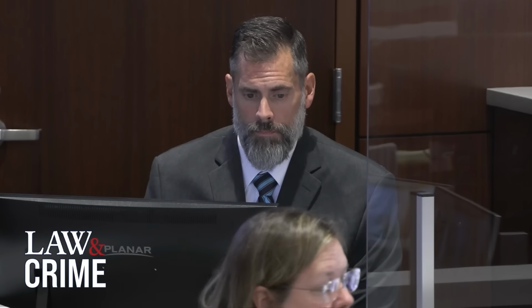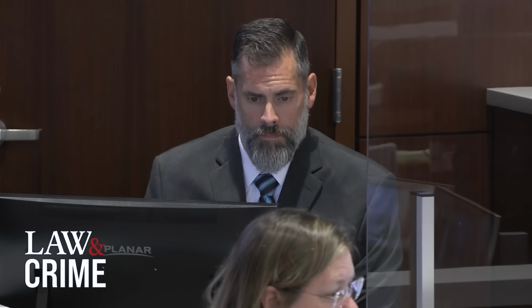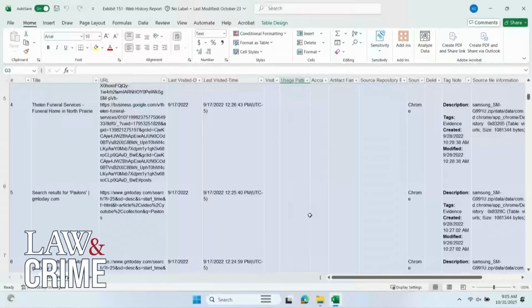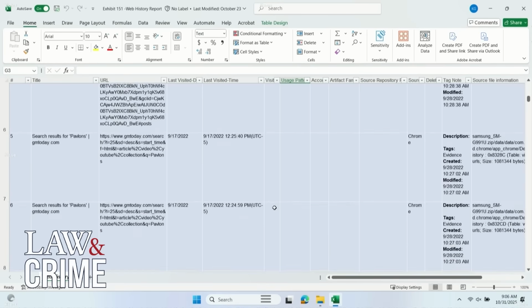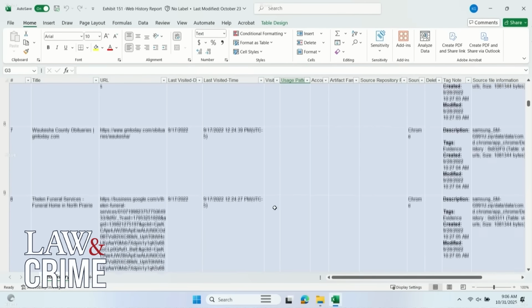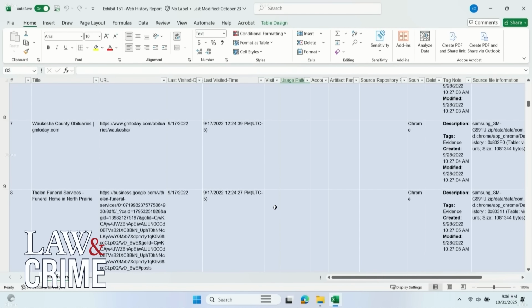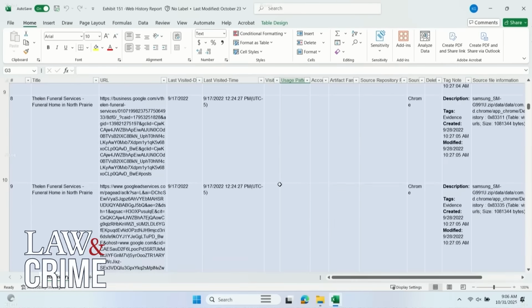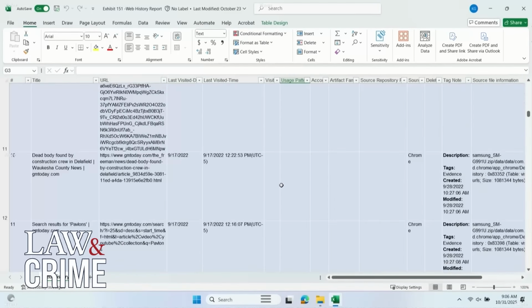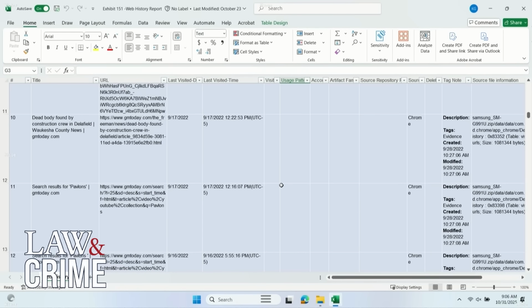Okay. A couple of searches for the funeral home, correct? Correct. Then row 5. Row 5 is search results for Pavlons. Same thing in row 6. Correct. Okay, row 7. Again with Waukesha County Obituaries. Again with the funeral home. Correct. Okay. Keep scrolling, please. Okay, let's stop on row 10.